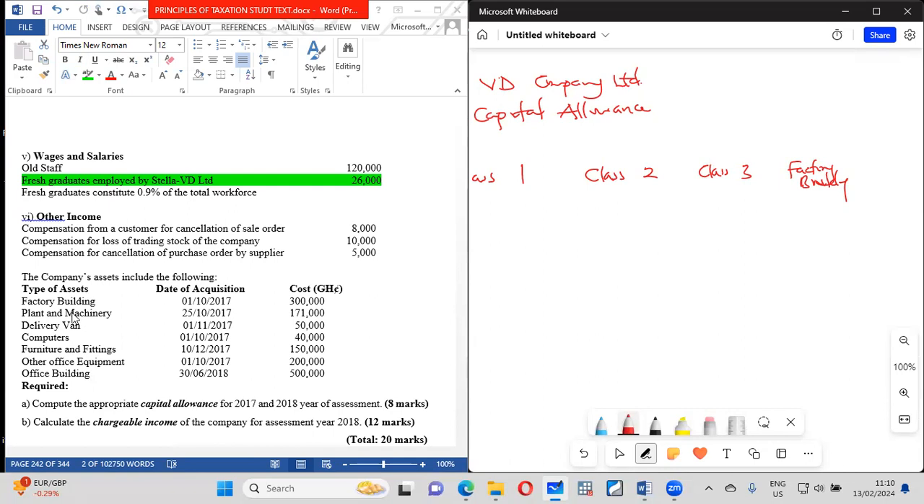Then we have delivery van. Delivery van will be which one? Yes, it's also a car, class 2. Computer, class 1. Furniture and fittings, class 3. Other office equipment, class 3.